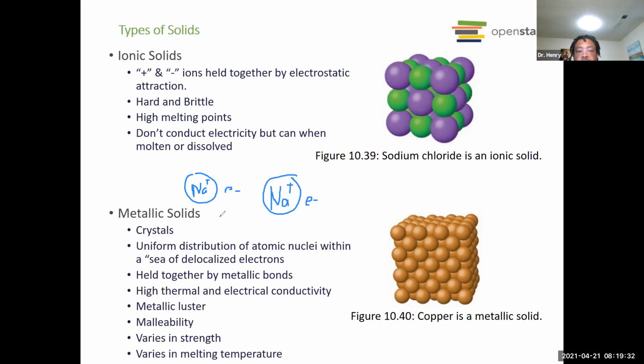Okay? So metals have a metallic luster. They're malleable. They vary in strength, and they also vary in melting temperature. So for instance, if we have gold compared to steel or iron, right? Gold is a lot more malleable, it's flexible, it's not as strong as iron is.